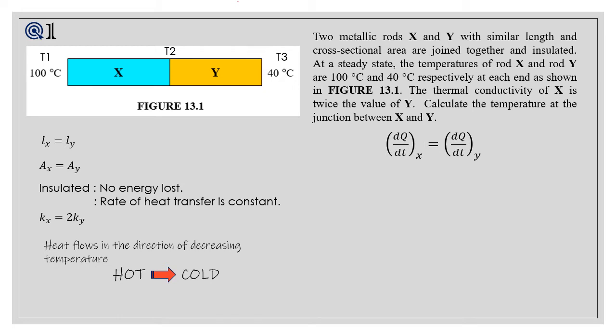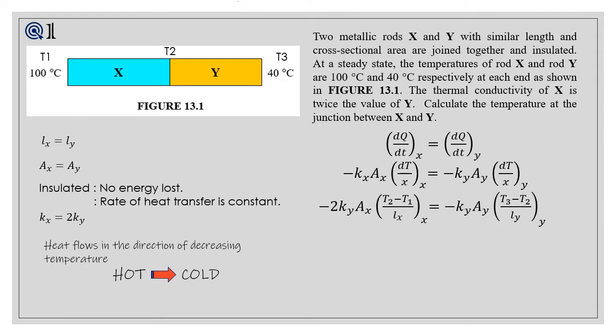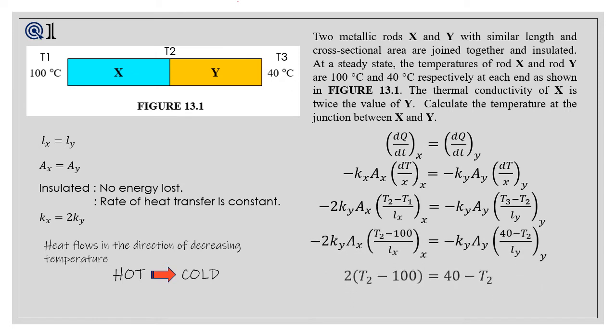So in order to find the temperature at the junction of these two metals, rod X and rod Y, we can use the rate of heat transfer equation for both of them. Substitute the equation with the known data that we gathered earlier. So dQ over dt for X and dQ over dt for Y. We substitute all the data that we have into these equations, and later on, you will get the value of the temperature at the junction between X and Y is 80 degrees Celsius.